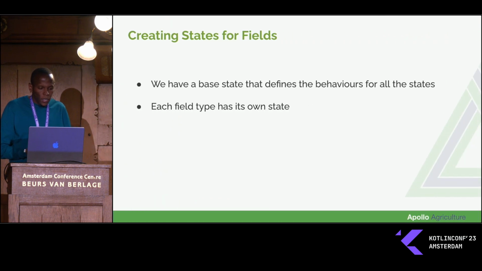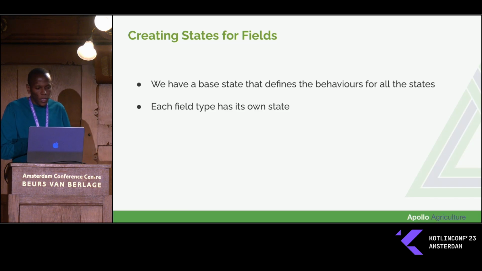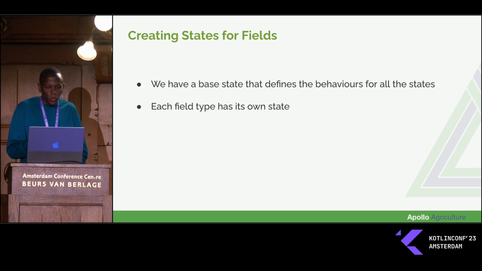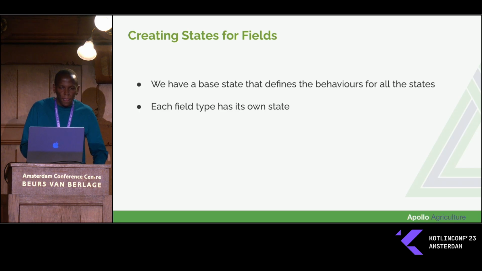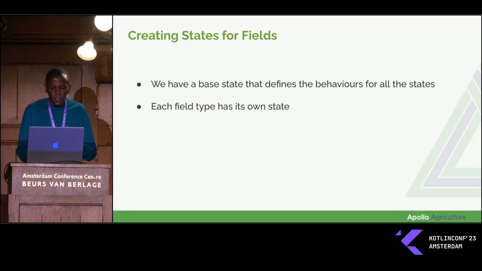So as I was explaining, for the state of each field, we have a base state that defines behavior for all the fields. Each field has its own state. This helps us decouple a lot of things, and we also get a separation of concerns, because the validations we do for an input field, for example, and a spinner behavior are very different. So we have to create a state for each field.